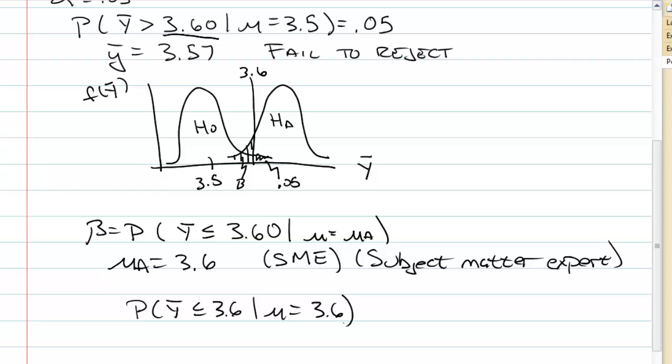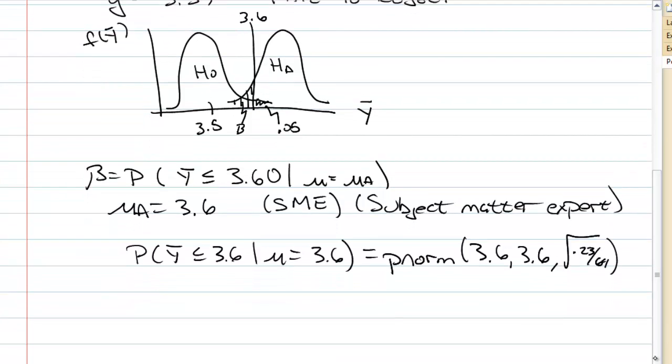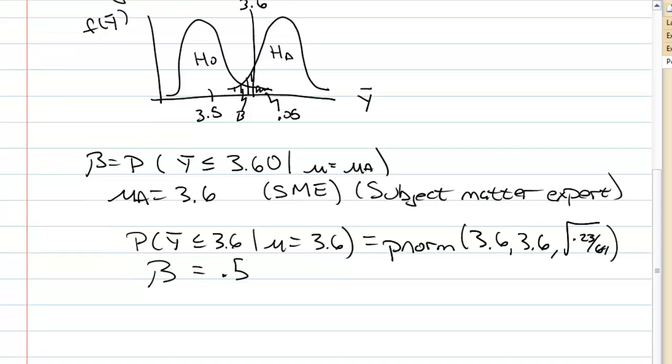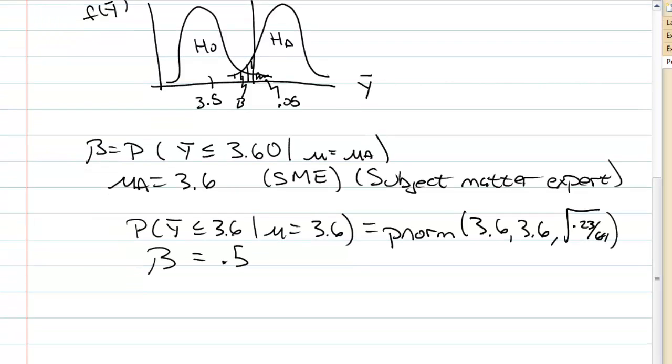I'm going to do this in R. It's the pnorm command. We want to be less than 3.6, given the mean is 3.6, and our standard deviation is 0.23 over the square root of 64. I actually don't really need R because I'm looking for a probability less than the mean. That's equal to 50%. Beta is 50%. Our probability of a type 2 error is 50%, which is fairly large.